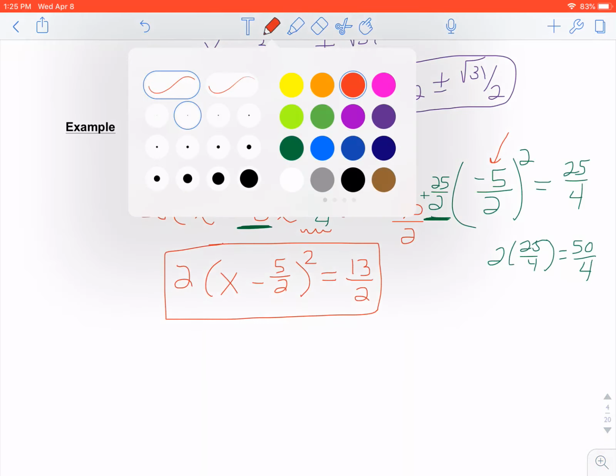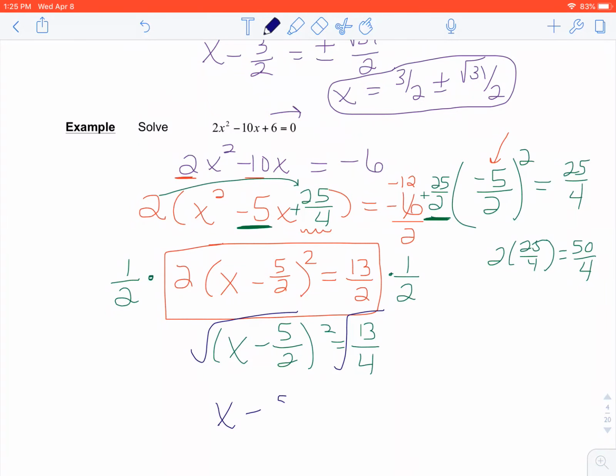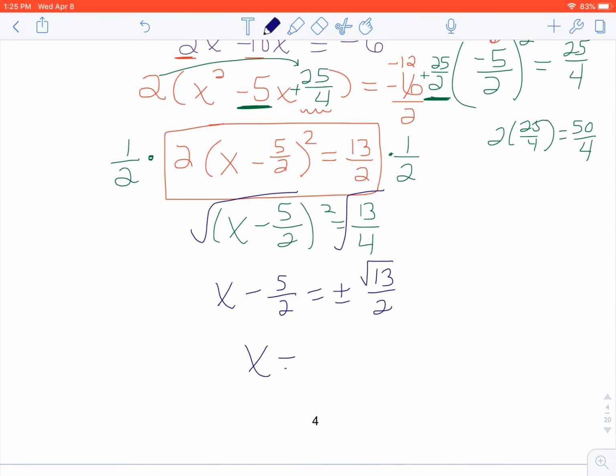Our goal, though, is to solve. And if we want to continue that solving, we're going to get rid of the 2 first, isolating the quantity that's squared. So instead of dividing, multiply by the reciprocal. That gives us 13 over 4. And then take the square root. So x minus 5 halves equals, don't forget that plus or minus, the square root of 13 halves. So finally, our solution is positive 5 halves plus or minus the square root of 13 halves.